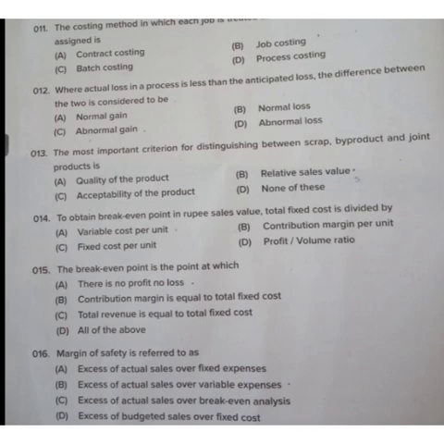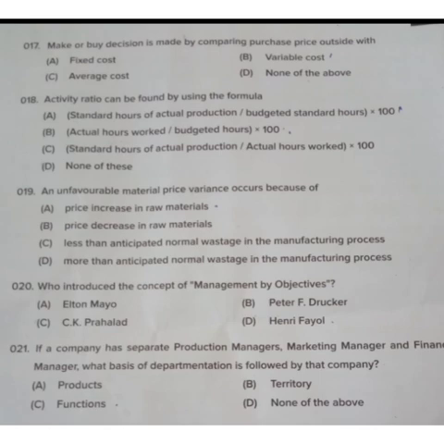To obtain break-even point in rupees sale value, total fixed cost is divided by profit volume ratio. The break-even point is the point at which all of the above. Margin of safety is referred to as excess of actual sales over break-even sales. Make or buy decision is made by comparing purchase price outside with variable cost.